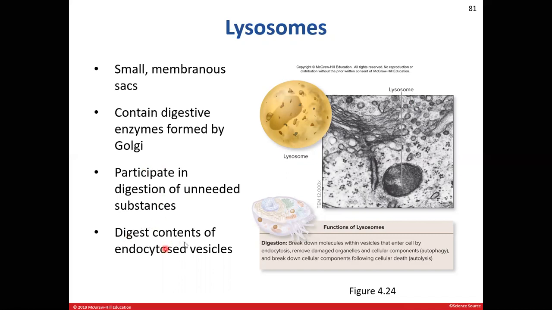And they digest the contents of endocytosed vesicles. So again, as substances are pulled into the cell, we have these vesicles that are formed with endocytosis. Those vesicles then join with a lysosome, and the lysosome releases its digestive enzymes into that vesicle. And those digestive enzymes basically break down whatever substance was in that particular vesicle.